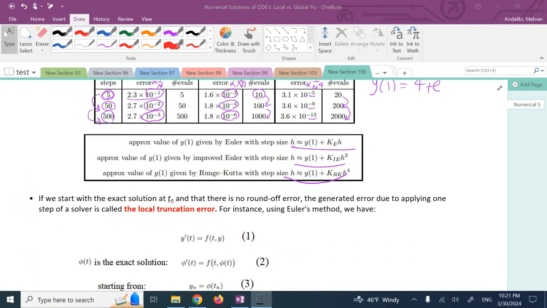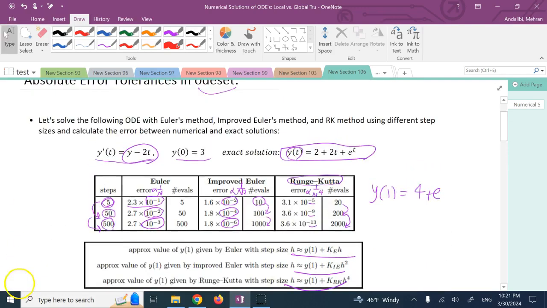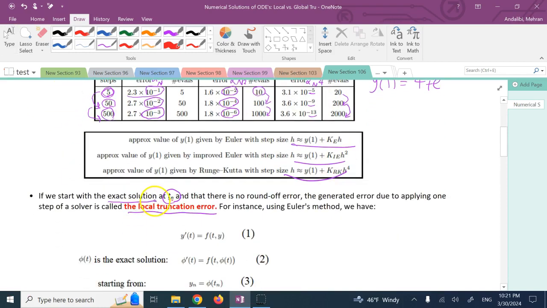Now, using this, we can define the local truncation error. How? Let's say we start at time t equal tn, and at this point, we know the exact solution. Now this tn could be t0, for instance, like here. I know the exact value at t0, and I want to go to t1. I just want to move one step forward, assuming that in the previous step I knew the exact solution, and assuming that there is no round-off error, I want to know how much error will be created due to applying one step of a solver. That is what we call a truncation error.